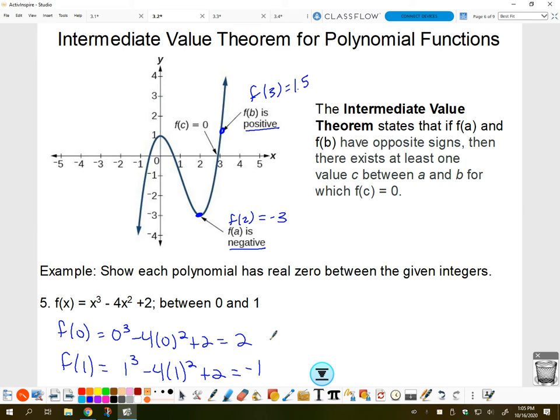So all I need from you is a statement that says signs change, so there's a 0 between. We'll make sure this actually says change because I don't know what I wrote.